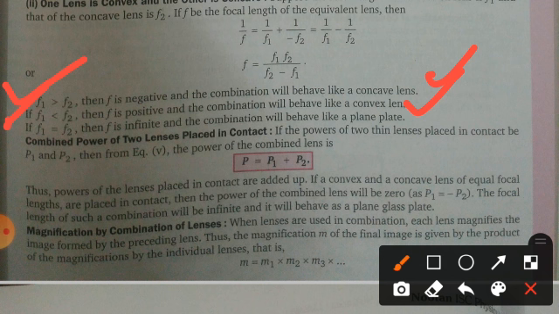What happens if the focal lengths of both the lenses are equal? If both the focal lengths are equal, then from this formula you can write f is infinite and the combination behaves like a plane plate. Fine. So these are the few points you have to remember, students.